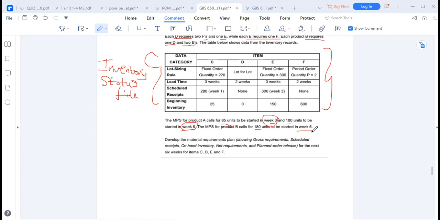From here, we now need to develop the MRP requirements showing the gross requirements, the scheduled receipts, the on-hand inventory, net requirements, and the planned order releases for the next 6 weeks for item C. I'm interested in C, D, E, and F only. This is what they were interested in.